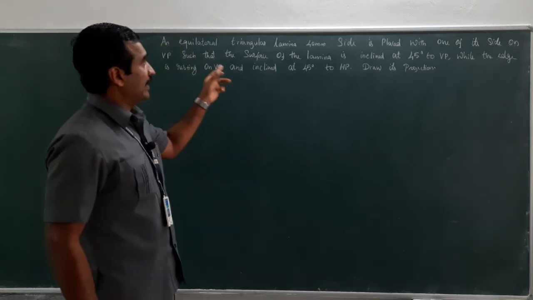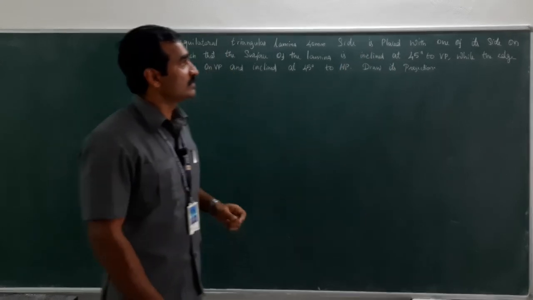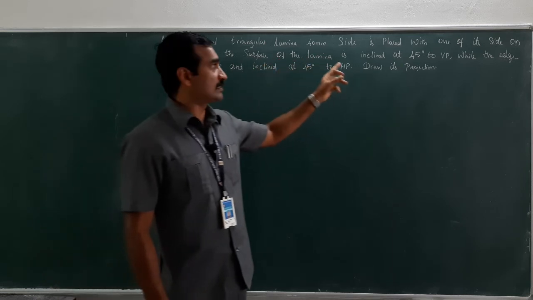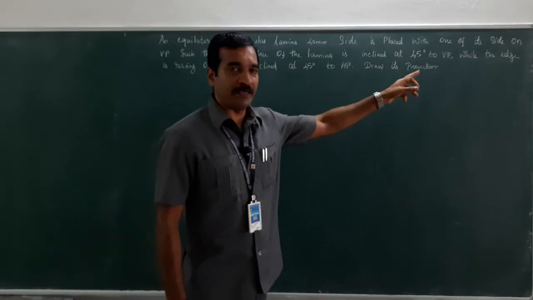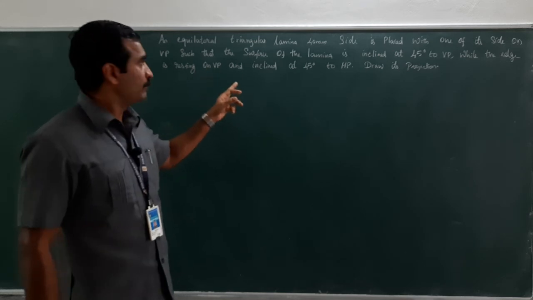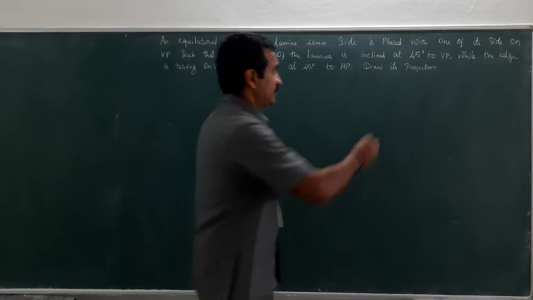An equilateral triangle lamina of 40 mm side is placed with one of its side on VP such that the surface of the lamina is inclined at 45 degree to VP while the edge is resting on VP and inclined at 45 degree to HP. Draw its projections.